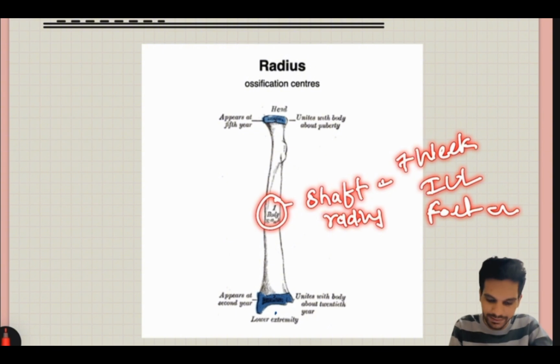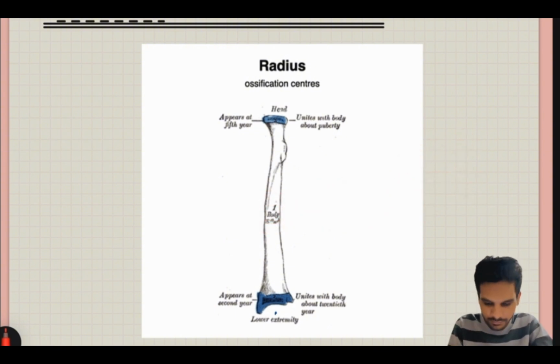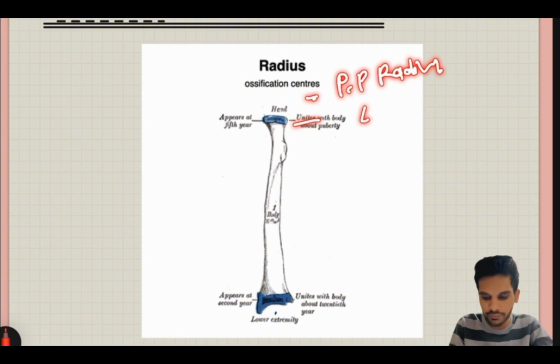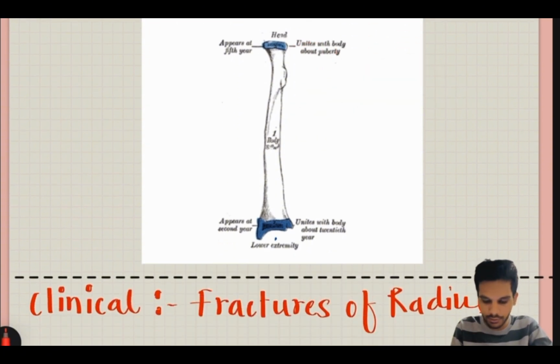Then moving to the secondary ossification point. The first secondary ossification point is at proximal part of radius. It will appear at 4 to 5th year of age, and then the last point, which is located at distal part of radius, and it will appear at 2 to 3 years of age. And the complete fusion of this ossification center will take place at 18 to 19 years of age.